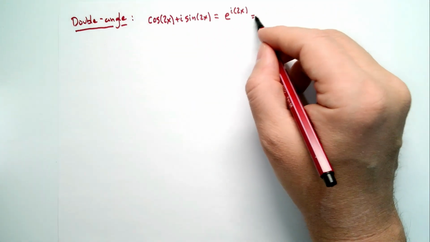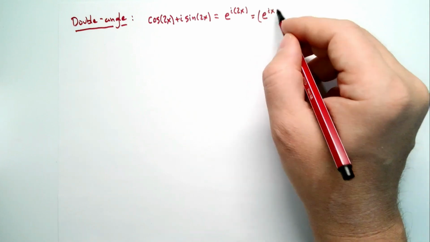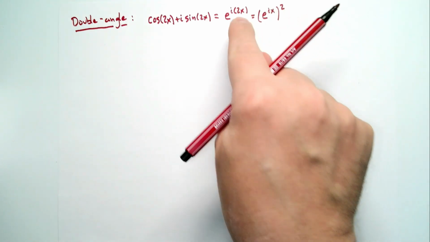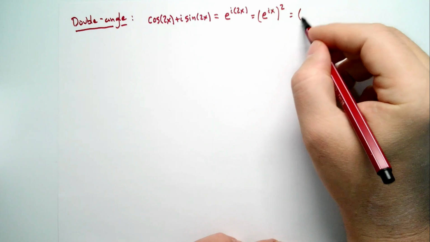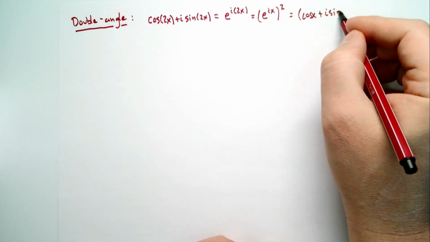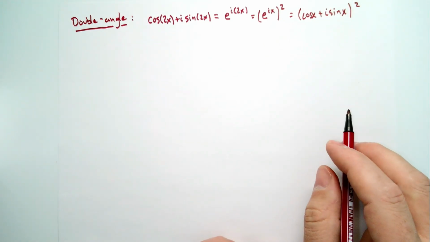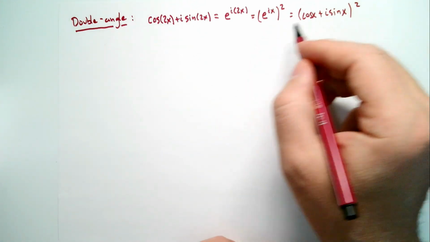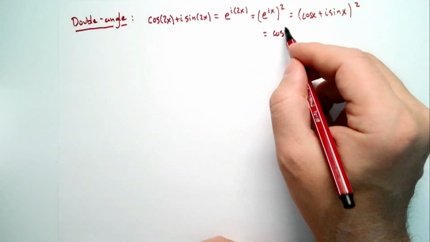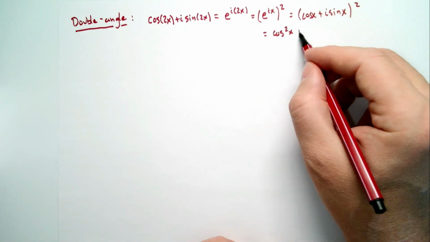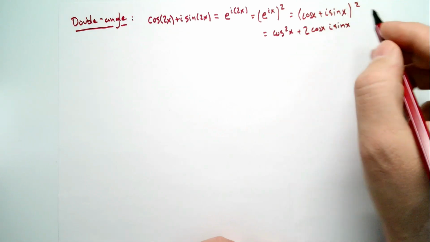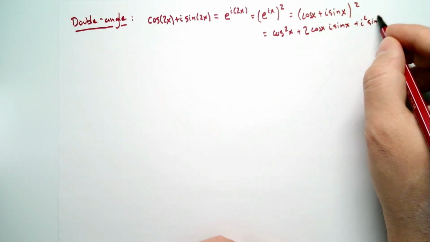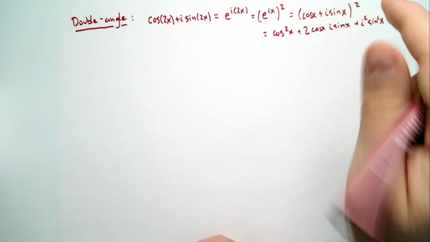Now here's the really fun trick. This is (e to the ix) squared, right? Because this is just multiplication, and I can turn a power to a power into multiplication, which is (cosine of x plus i sine of x) squared, because that's what e to the ix is. And if you square that, well, that's a squared, 2ab, so 2 cosine x times i sine of x, and b squared, i squared sine squared. But i squared is minus 1.